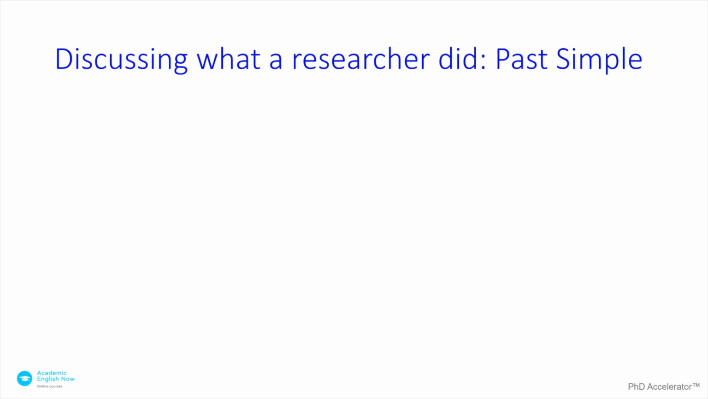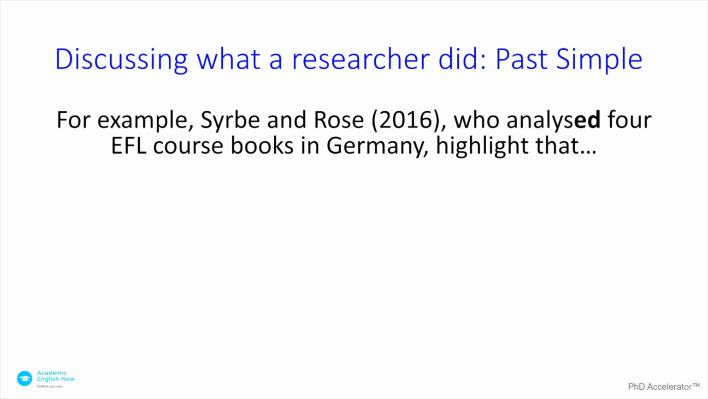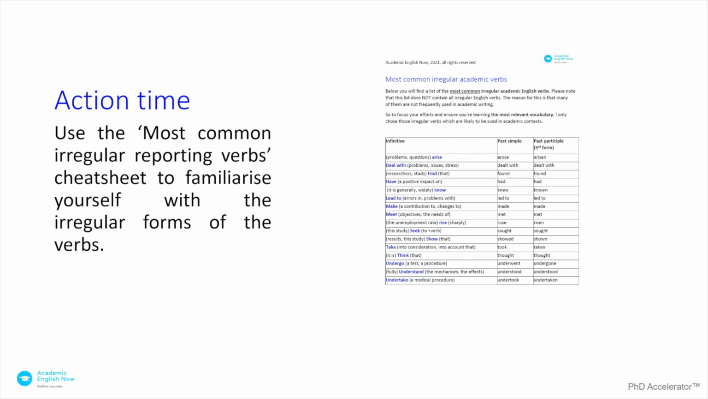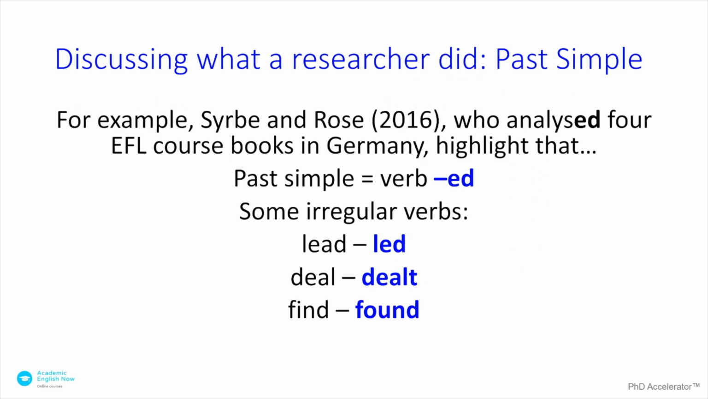Now, I want you to notice as well that here we are using past simple quite a lot. We discussed present perfect and present simple, but past simple is also used. You've got an example here: Sirba and Rose who analyzed, right? That's in the past. And past simple is also quite simple. It's just the basic verb with ed. 99% of the time it's regular. Some typical irregular verbs are lead, led, deal, dealt, find, found, right? But really 99% of the verbs are regular.